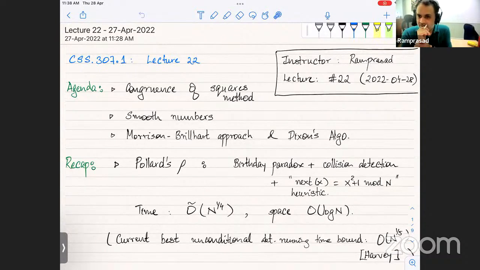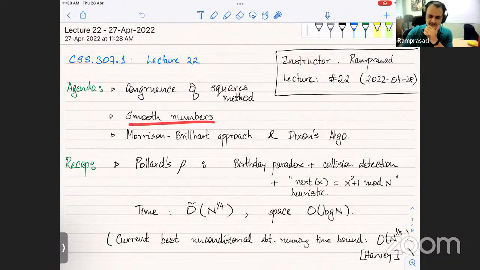So today's lecture, we are going to see the first sort of sub-exponential factoring algorithm, which is called Dixon's algorithm. That's what we'll do towards the end. And it's going to be based on this congruence of squares method that I very briefly described last time. We'll discuss that in more detail, because almost all modern factoring algorithms seem to follow this template. There's a particular template that it follows, and we're going to try and instantiate the template with various other techniques.